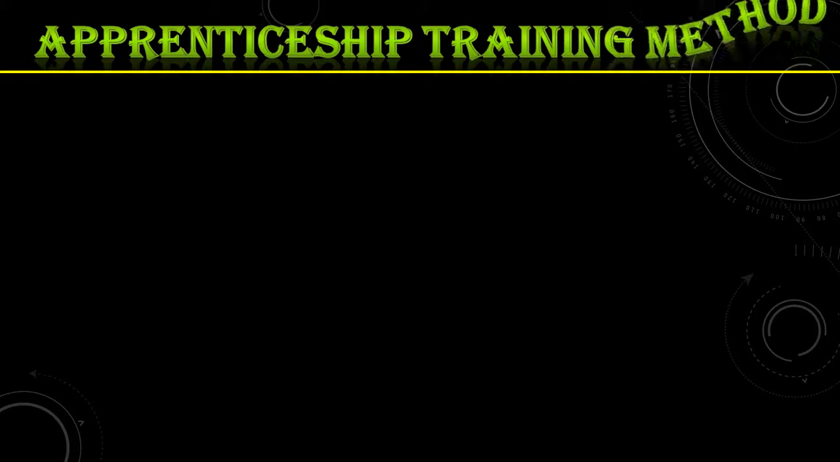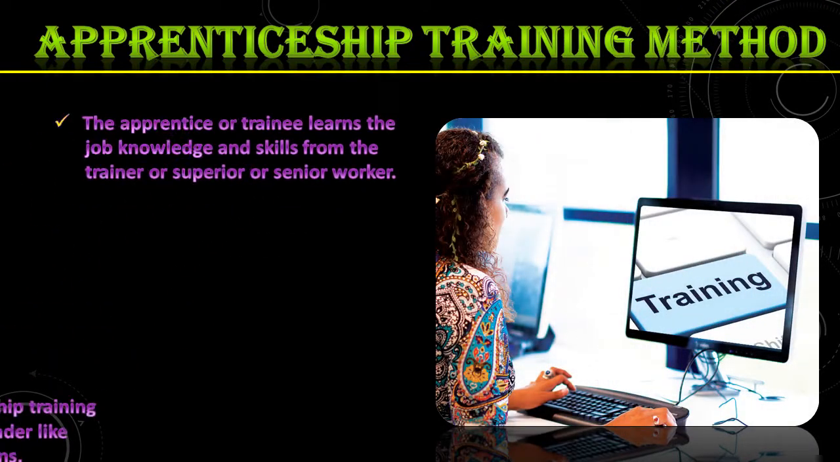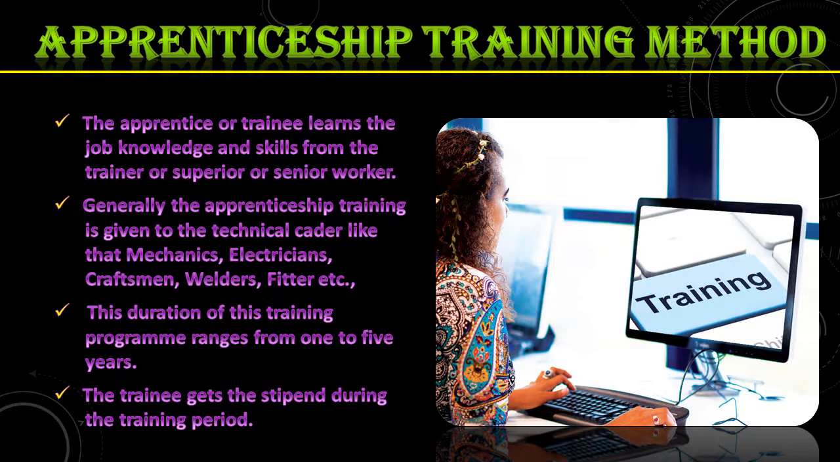Next one, apprenticeship training method. The apprentice or trainee learns the job knowledge and skills from the trainer or superior or senior worker. Generally, the apprenticeship training is given to the technical cadre like mechanics, electricians, craftsmen, welders, fitters, etc. The duration of this training program ranges from 1 to 5 years. The trainee gets a stipend during the training period.